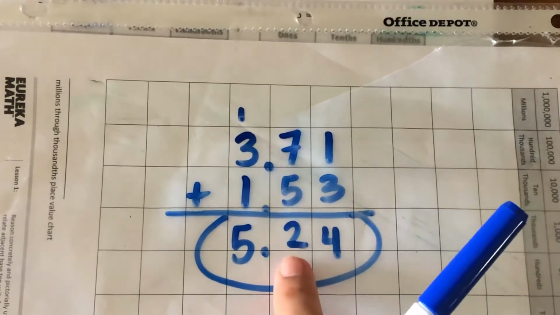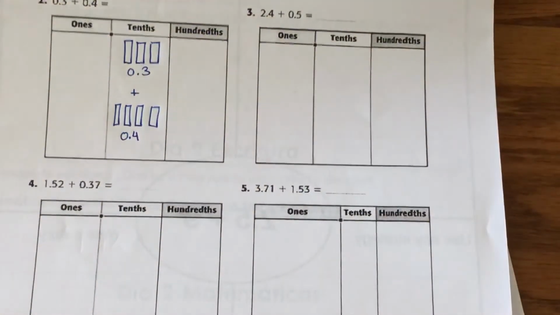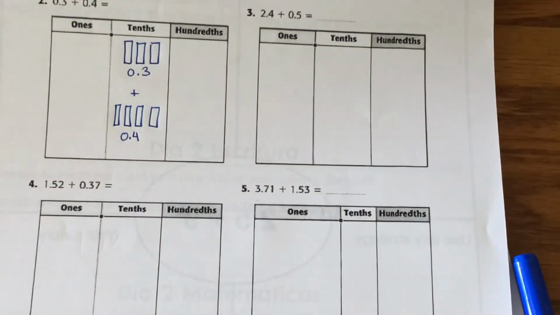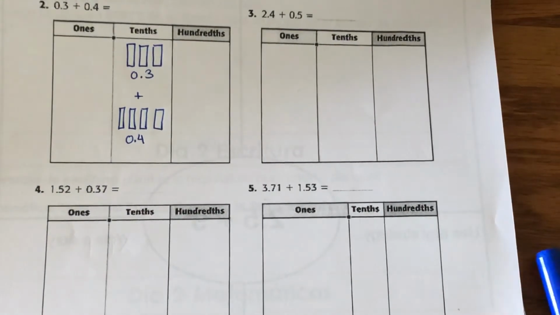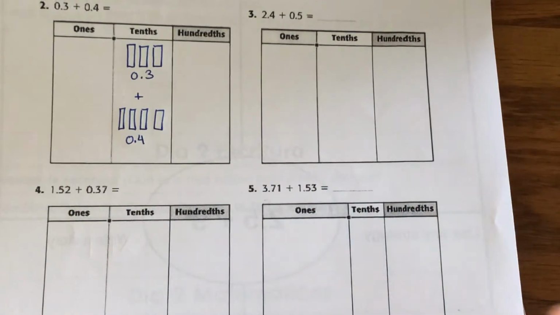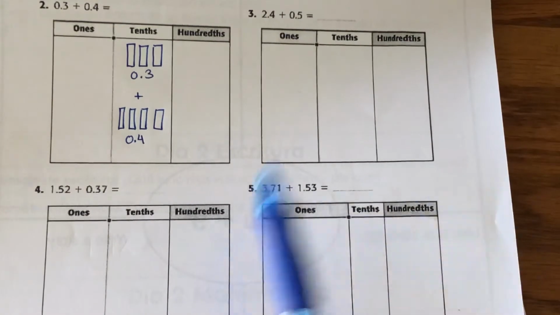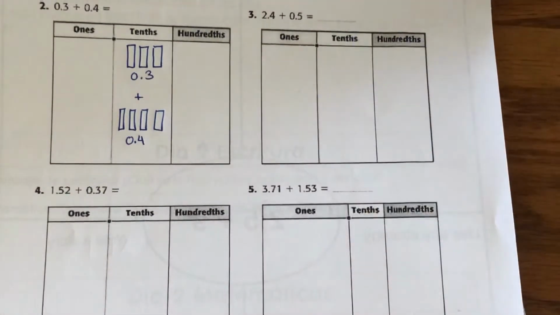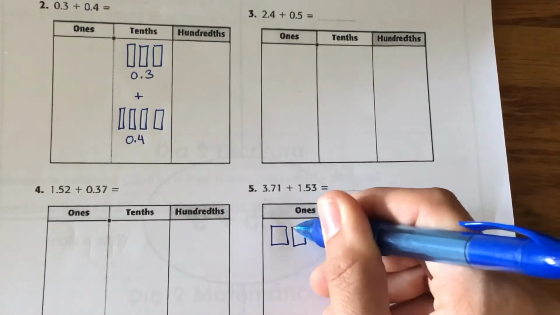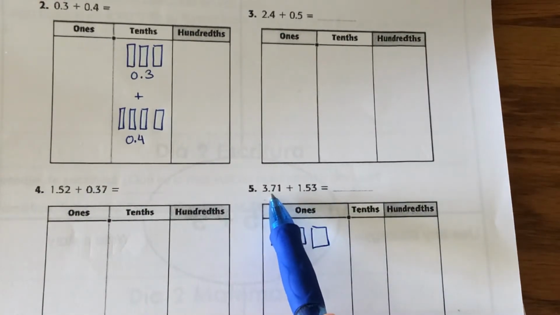So now my base 10 drawing needs to indicate this, and I'm gonna show you how to do that. I'm gonna do the first number first, 3 and 71 hundredths. So we have 3 wholes first. For the wholes, for ones, it's a square. So I have 3 of those. 1, 2, 3.